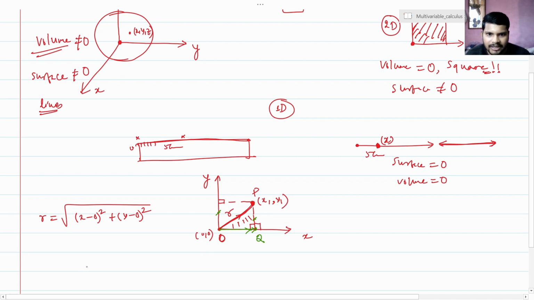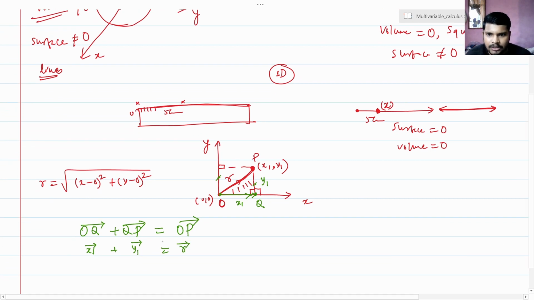So how can we reach this point? O to Q vector and then Q to P vector. And similarly, I can just reach there by the O to P vector. Now we can consider that it is x1, and from here to here it is y1 because it is parallel to this one. Everything is parallel. So I can write over here x1 vector plus y1 vector is equal to r1 vector. We can write this as a vectorial quantity.